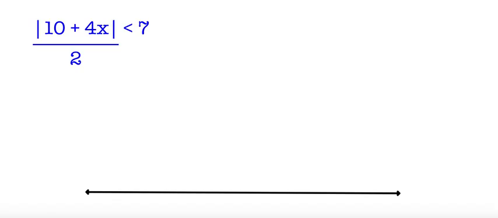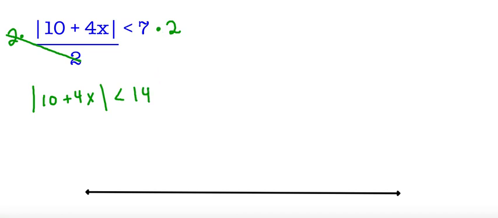So we have the absolute value of 10 plus 4x divided by 2 is less than 7. So what we could do first is multiply by 2 on both sides so that we could cancel this out. Because multiplication and division are inverse operations, we can multiply here by 2. And now we're left with the absolute value of 10 plus 4x is less than 14.